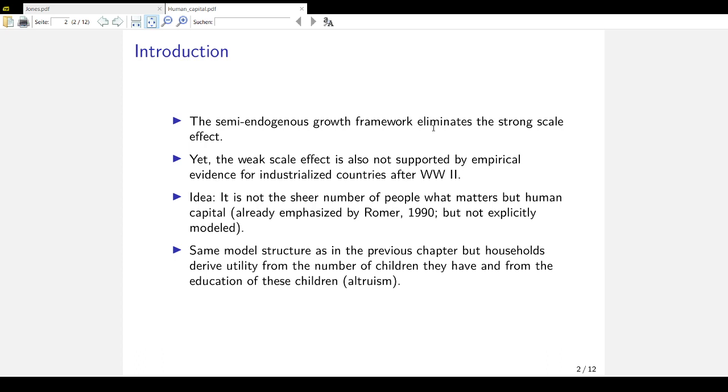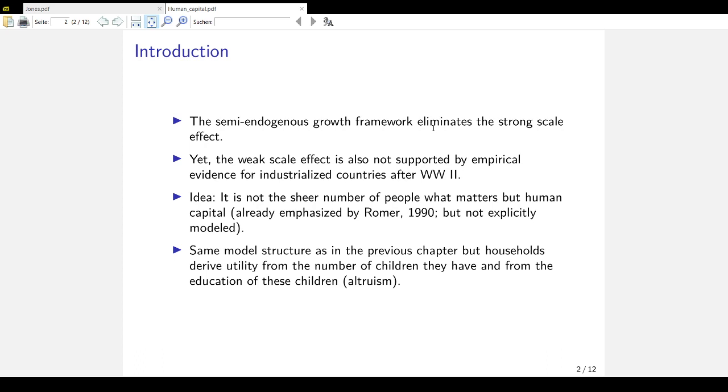Now, the idea of how to get rid of this counterfactual prediction is that not the sheer number of people is what matters for research and development and TFP growth, but the stock of human capital in the economy that is available for research and development. So it's not so much the sheer number of people, but their education.